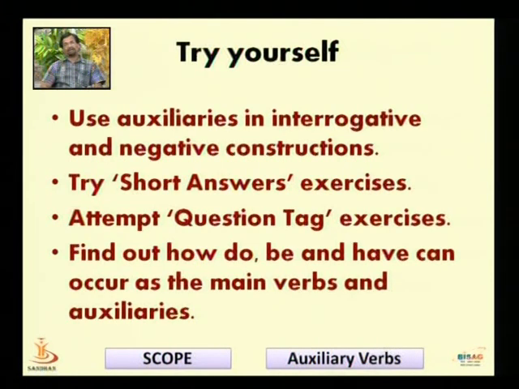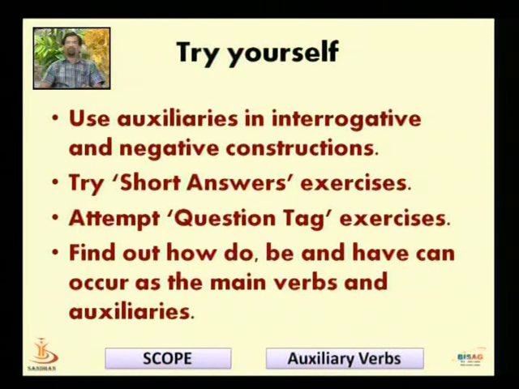You can write 10 sentences in the assertive format. You can turn them first into interrogative sentences, then again turn them into the negative construction. It will reinforce the concept of auxiliaries. You can also find which auxiliary is used and how it is used, where it is used. If it is an interrogative sentence, I may remind you that we use auxiliaries in the beginning. When we want to make the sentence negative, we use not after the auxiliary and we place this before the main verb.